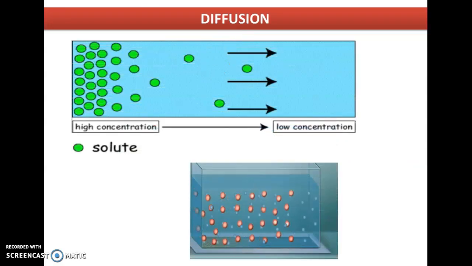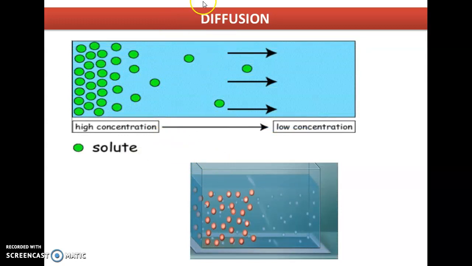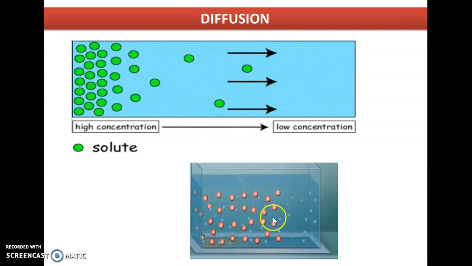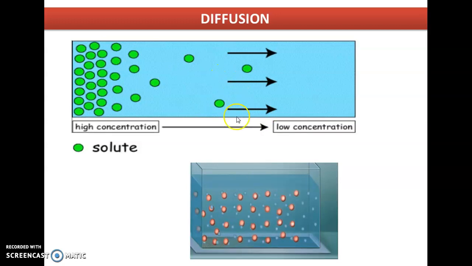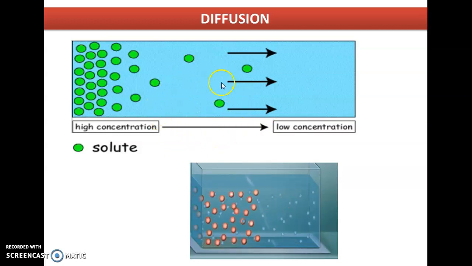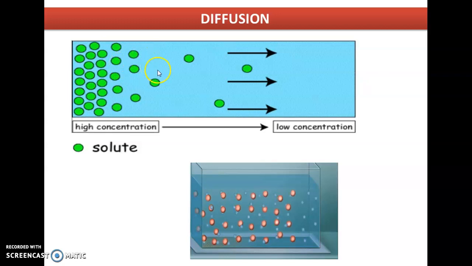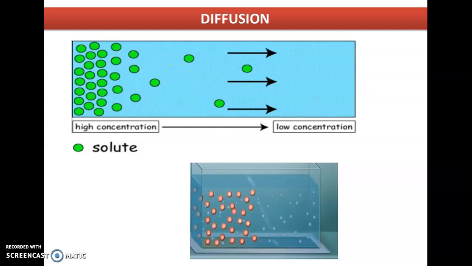Diffusion. Movement of solute molecules from an area of higher concentration to an area of lower concentration is called diffusion. Diffusion can occur in any medium. It doesn't require any membrane like a semi-permeable membrane. The diffusing molecules can be solid, liquid or gas.